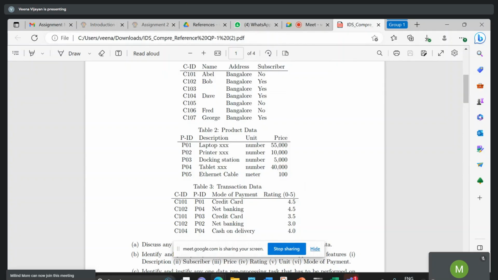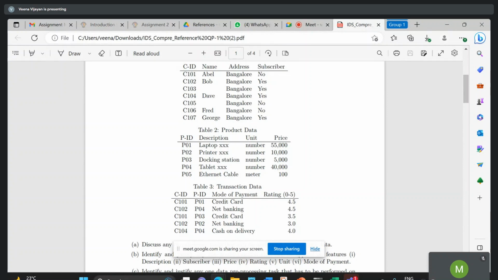We do the one hot encoding on mode of payment, and as well as on a unit we can do one hot encoding, which is also useful. But I think it's the pre-processing is okay. Yeah, pre-processing.